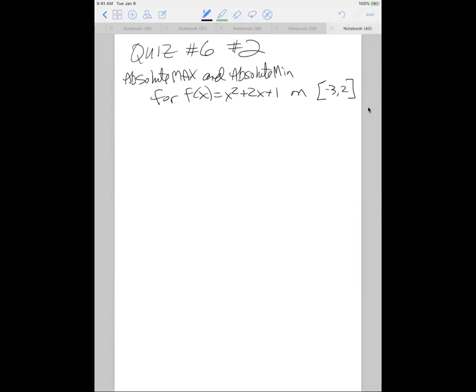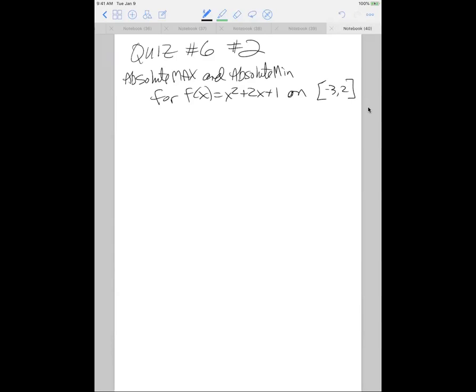All right, let's move on to number 2, where we are going to be finding the absolute max and absolute min for f of x equals x squared plus 2x plus 1 on the interval -3 to 2. Remember what you've got to do there. You always need to include the endpoints of the interval. You need to check at -3 and at 2.